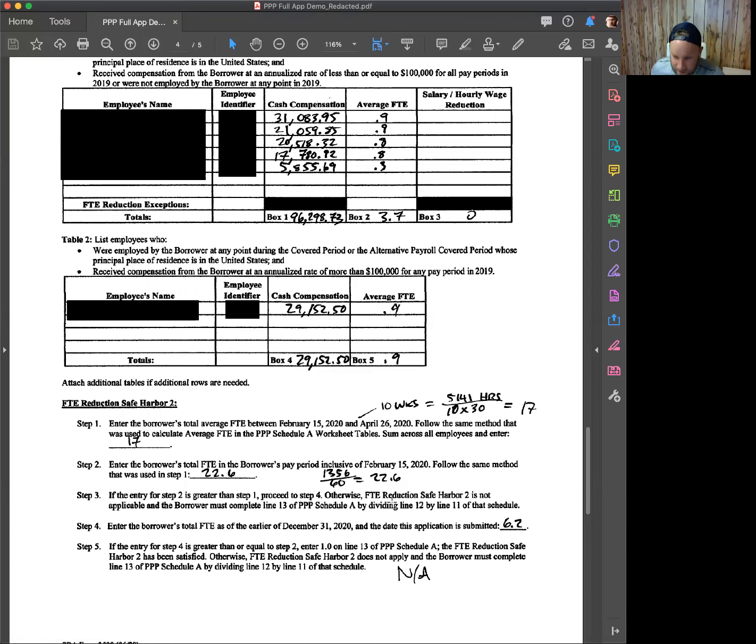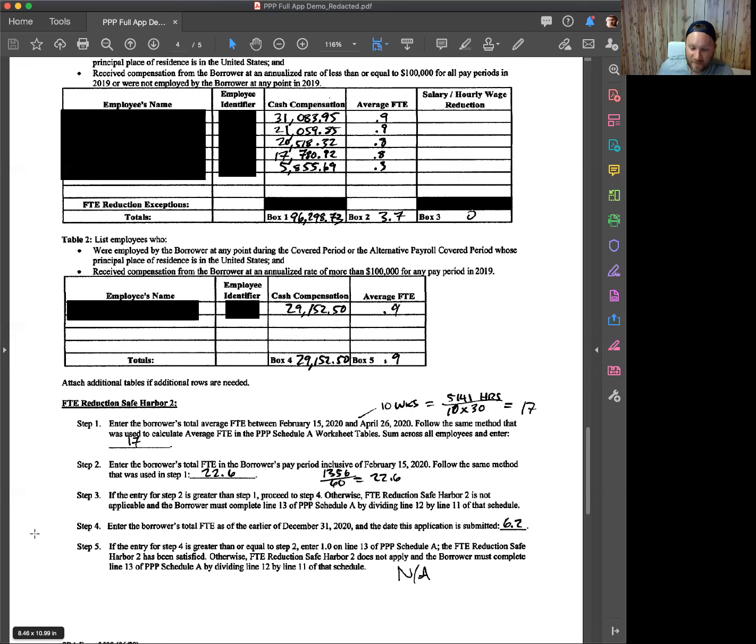If you move on, however, enter your total FTE as of the earlier of December 31st of this year or the date the application is submitted. Right now, we are at a 6 FTE, okay, 6.2. So we are not going to be more than what it was, right? Because this safe harbor has been designed to help folks who started out at a high FTE. From February to April, you were something less.